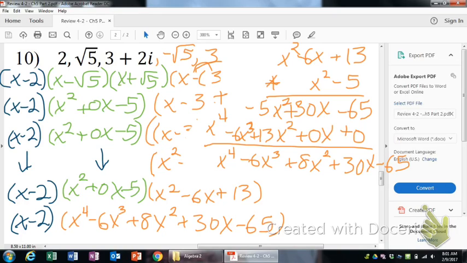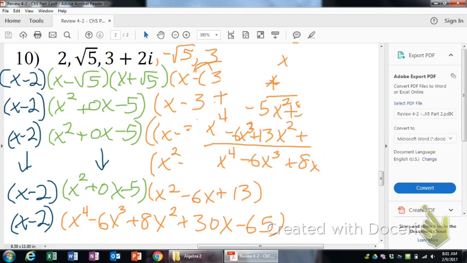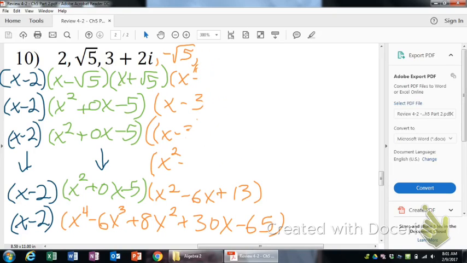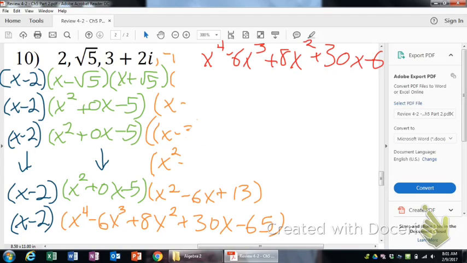When I do that, once again, I'm going to erase. Take a minute, pause, and write everything down if you need to. It's just a long problem. So let's give ourselves some space. Here we are. I'm going to do this in red so the colors don't get confusing. X to the fourth minus 6x cubed plus 8x squared plus 30x minus 65 times x minus 2.